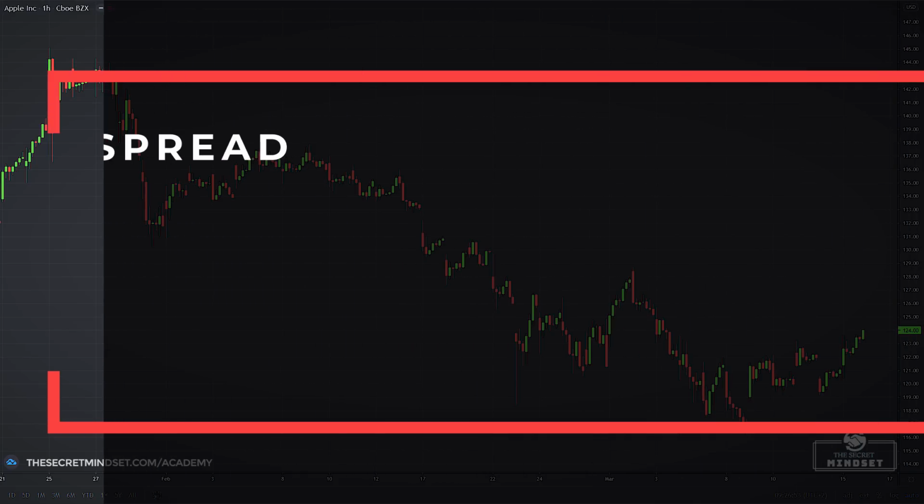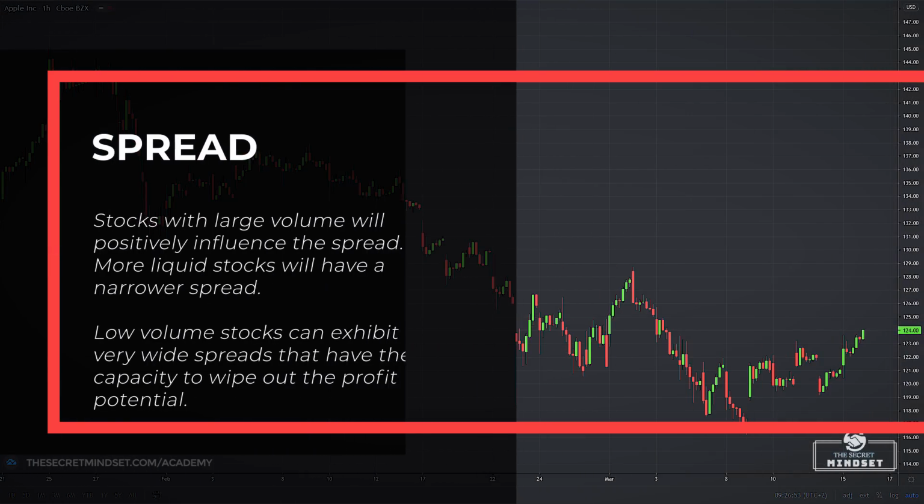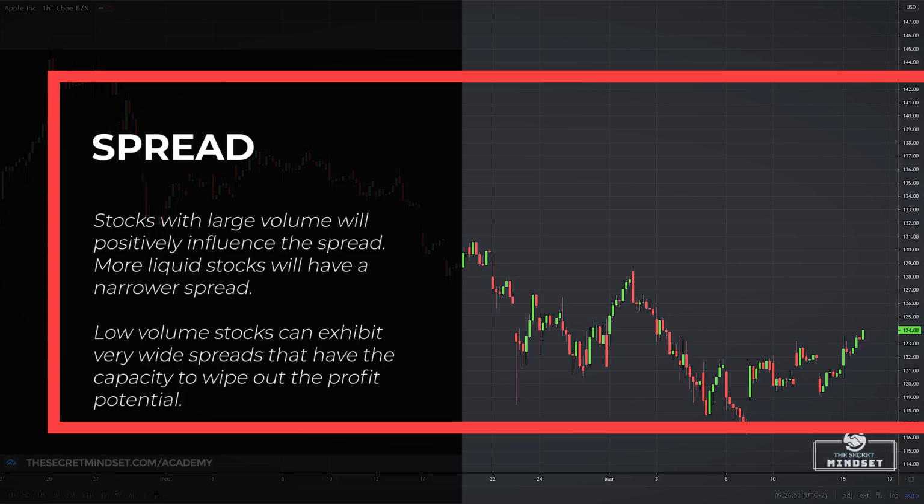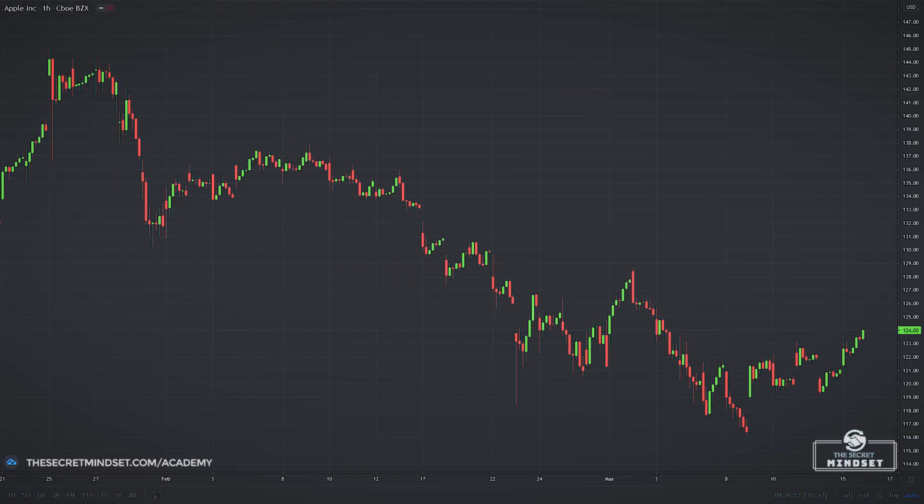The spread is a byproduct of the daily trading volume. Naturally, stocks with large volume will positively influence the spread. More liquid stocks, those that trade more often in higher volumes, will have a narrower spread. Low volume stocks can exhibit very wide spreads that have the capacity to wipe out the profit potential.